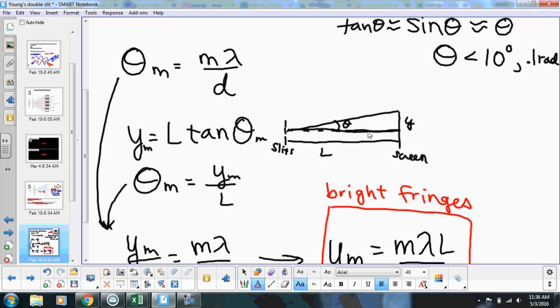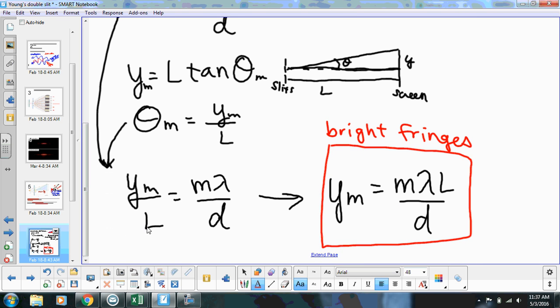Now we also know that we can set up this triangle, which we already did on the previous page, but just to refresh, L is the distance between the slits and the screen, and y is the position of the bright fringe in relation to the central maximum, which would be right here. So ym equals L tan theta. Since tan theta is about equal to theta, we can solve for theta here, and we get theta equals ym over L. Then when we set these two equations equal to each other, we get ym over L equals m lambda over d, and we rearrange that for ym equals m lambda L over d.